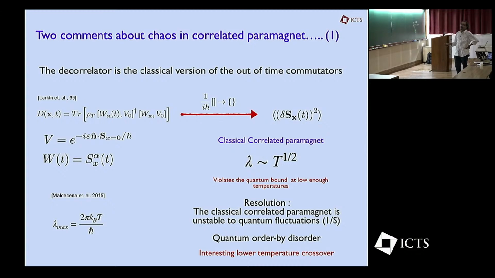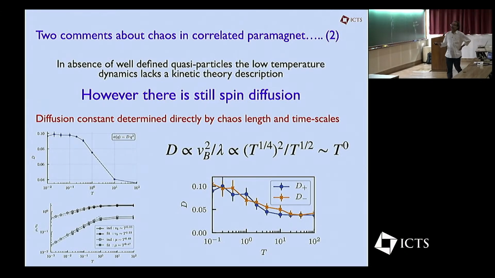And one possible resolution that these classical paramagnets seem to take, once we think about semi-classical fluctuations or 1/s fluctuations, is that they lead to quantum order by disorder, leading to interesting crossovers at low temperatures from mostly the classical regime, for which this calculation is valid, to the quantum regime, which usually is gapped. And we have one calculation upcoming, which I can tell you about. Okay. The other, I'll be done.